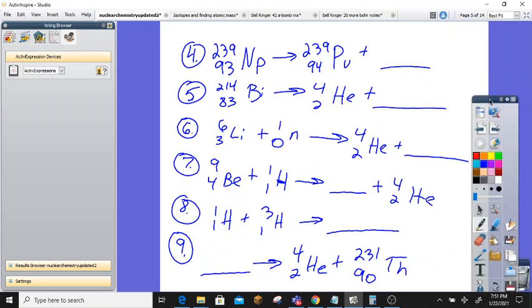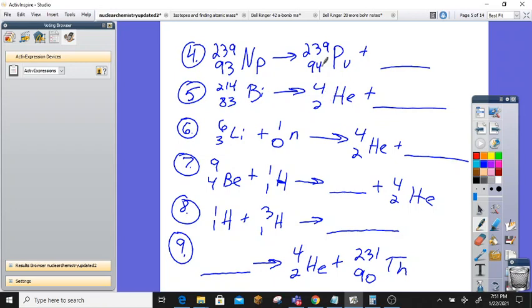Okay, so what I want you guys to do here is the same thing. You're going to start figuring out what element each one is. I'll give you guys a chance to copy these down, and then we're going to go over them.